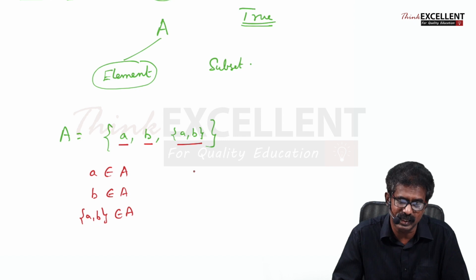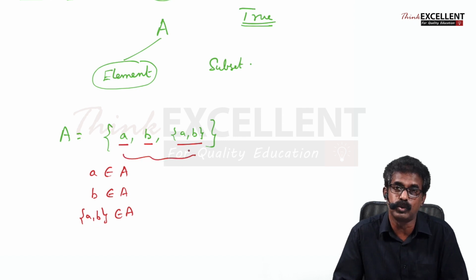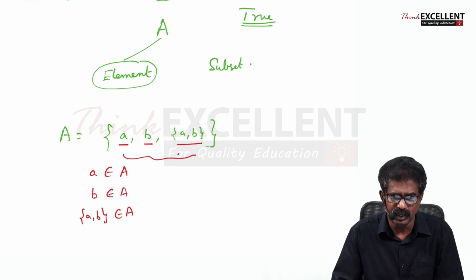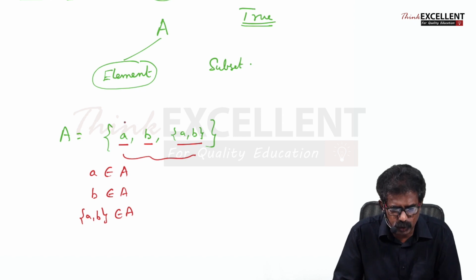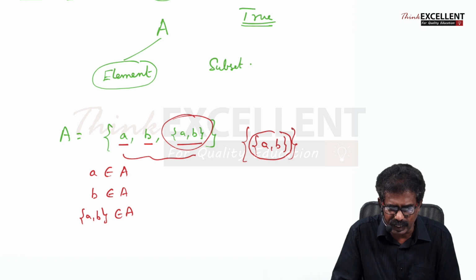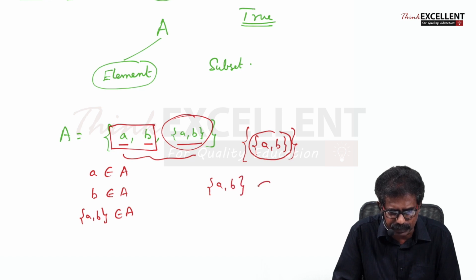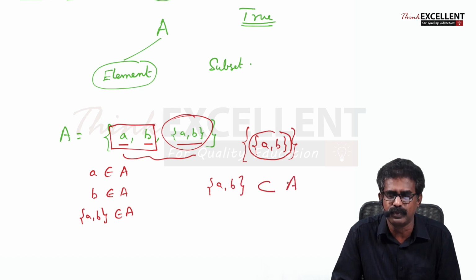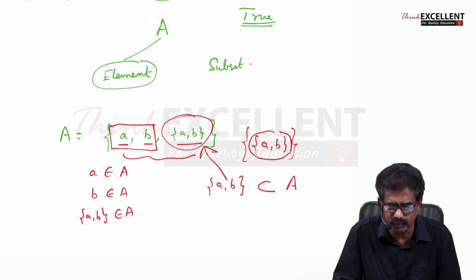If I take subsets, you know there are 3 elements, so 2 raised to 3, 8 subsets will be there. Taking one at a time, taking two at a time. If I take this, then I have to take it like this. Only then can I say it is a subset. Because this is an element, we write it as a set. If you want, you can take these two. When you take these two, A comma B is a subset of A.